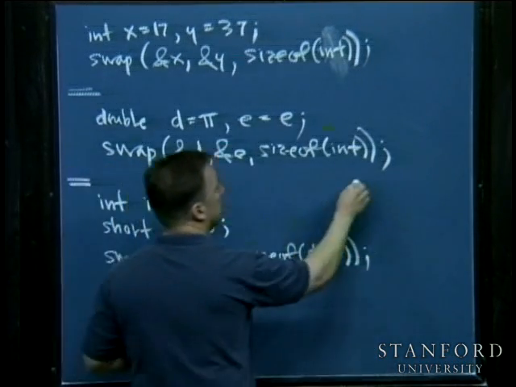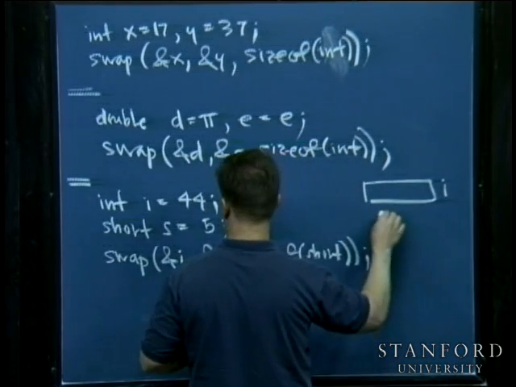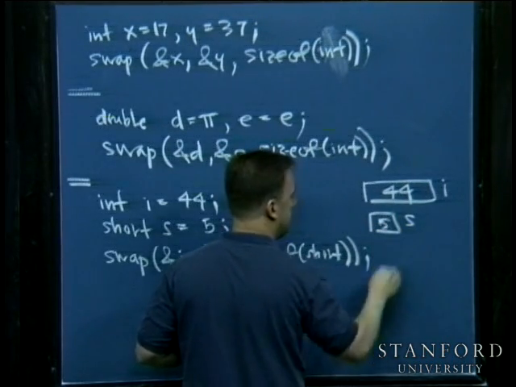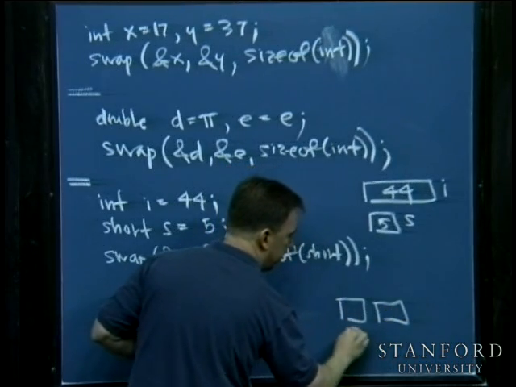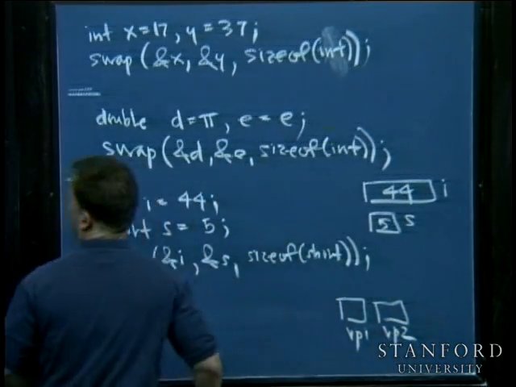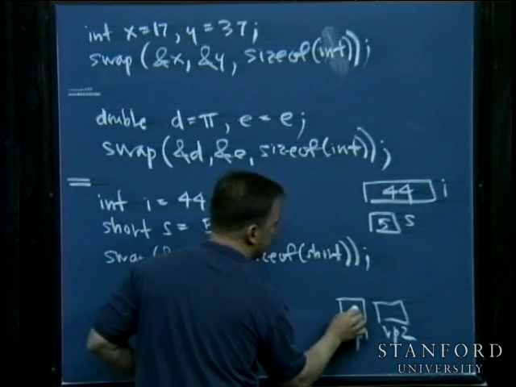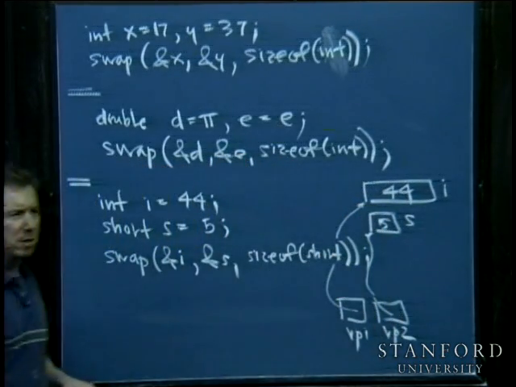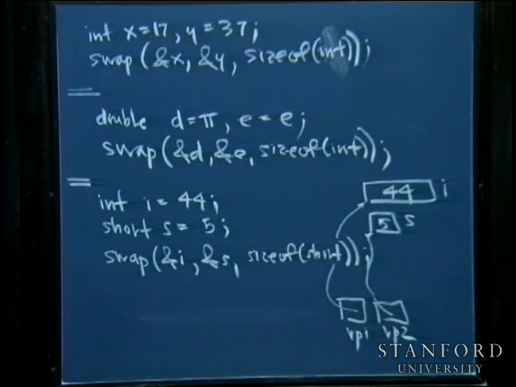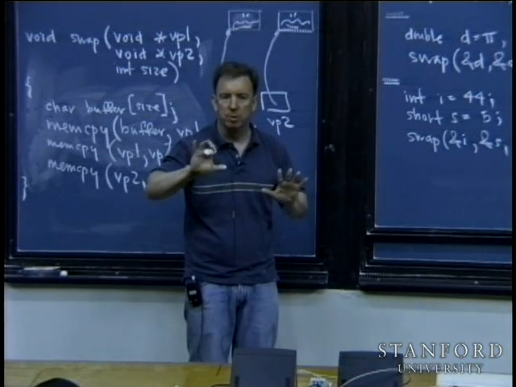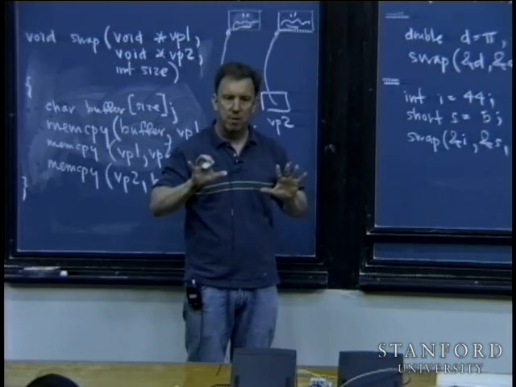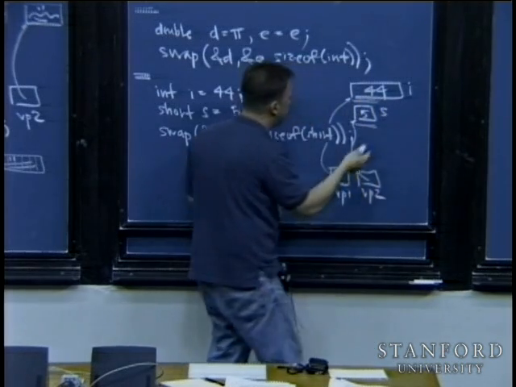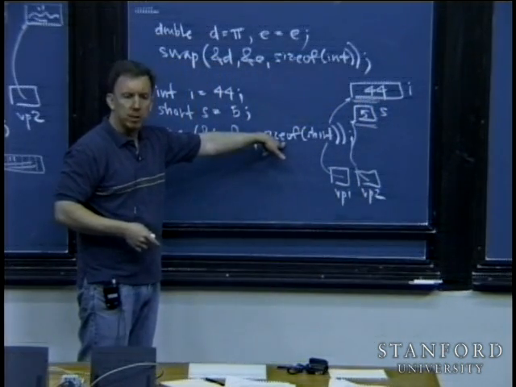The memory setup here is i is that wide. It has a 44 inside. s has a 5 inside. The vp1 and the vp2 that accept these addresses, even though this is really an int and that's really a short, vp1 and vp2 don't know that. It's like they don't have their type contact lenses on or something. They just have the address itself, and the only reason they know to access those 2 bytes is because we explicitly tell it how wide the figure is right there.